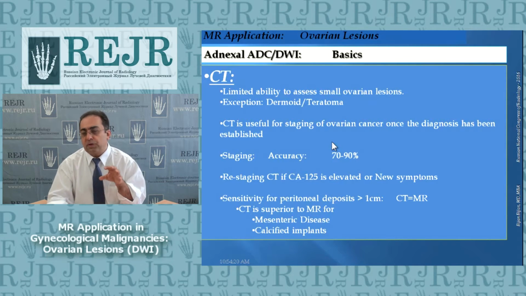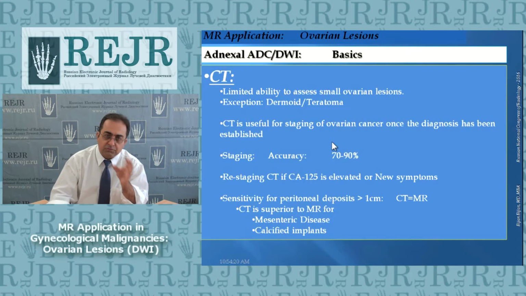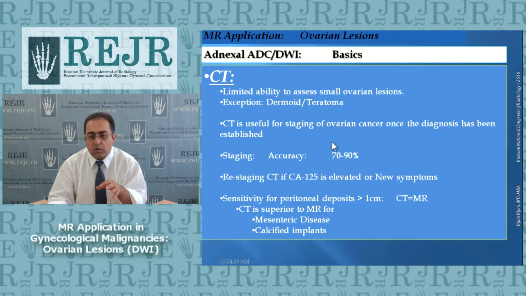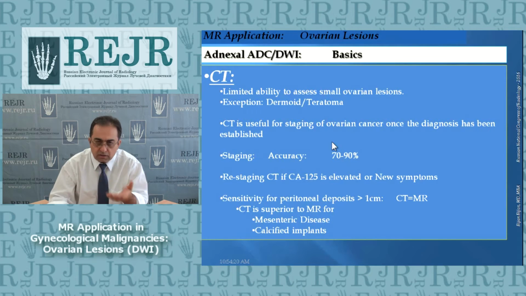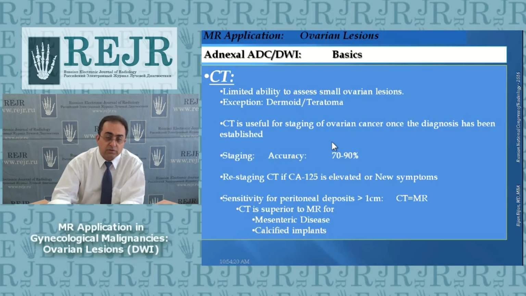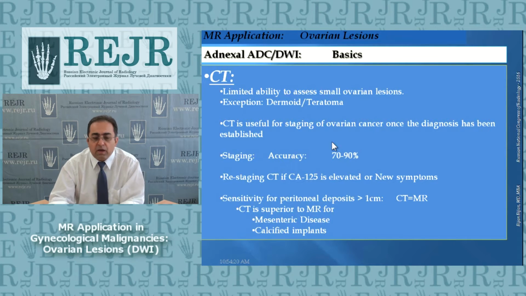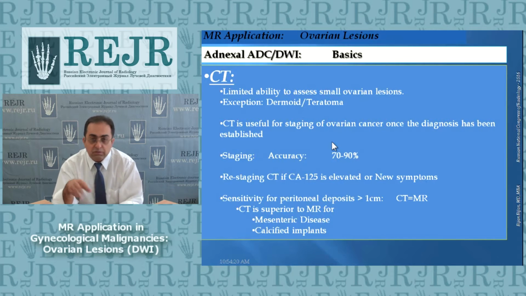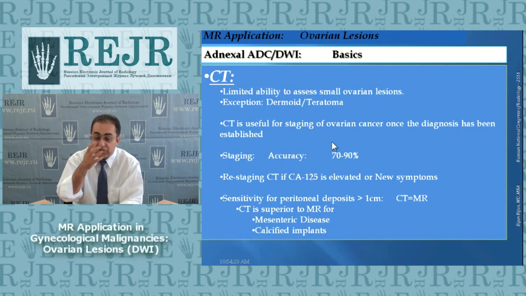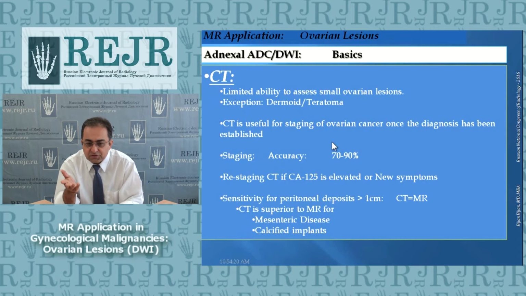So in those patients who are postoperative, symptomatic, or have biomarkers like CA125, doing the CT scan is actually very useful for detection of recurrence, relapse. And regarding sensitivity for peritoneal deposits, if the deposits are big, larger than 1 or 2 centimeters, CT is as good as MRI. So you don't need to do MRI for those. For lesions more than 1 centimeter, CT is very good.